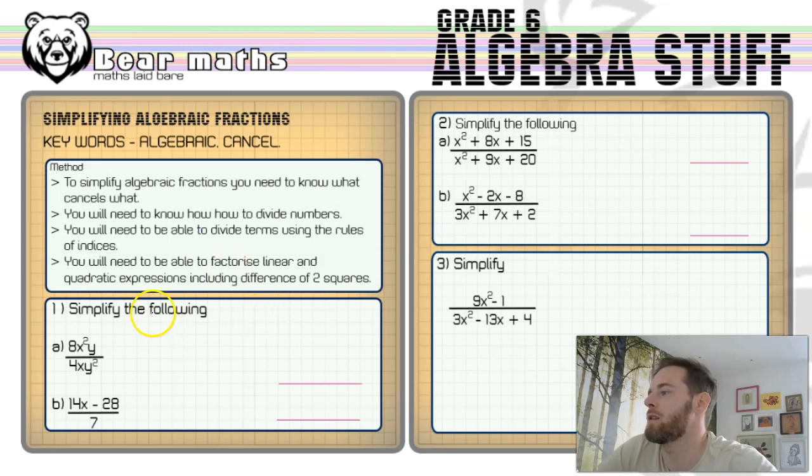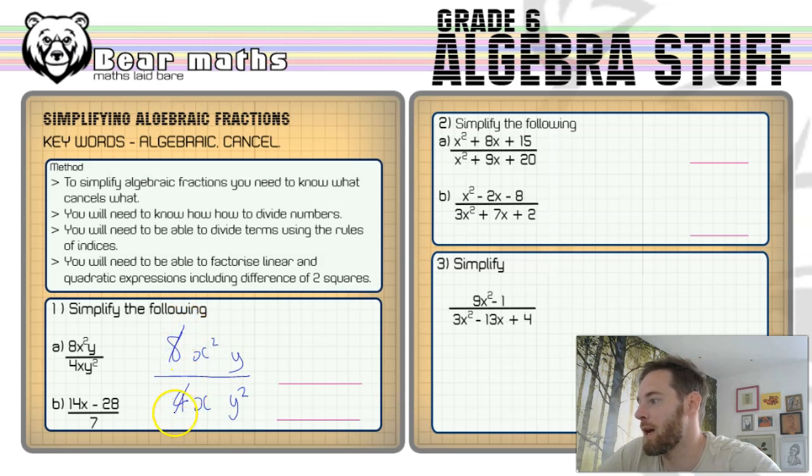So simplifying the following in question number 1, I'm going to write it out nice and big. So we're going to get 8x squared y all over 4x y squared. Now what we can do is cancel by a factor of 4, because both of these numbers, just ignore the letters for a minute, both divide by 4. So if we cancel, that just means cross them off, right? 8 divides by 4 to give you 2, and 4 divides by 4 to give you 1, right?